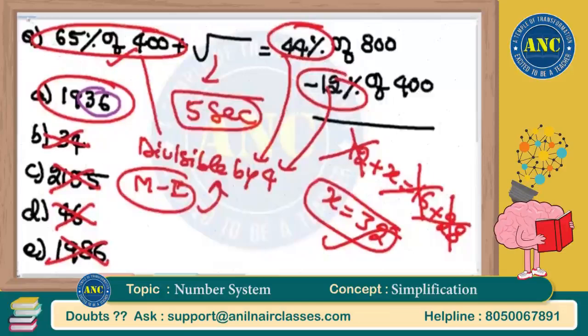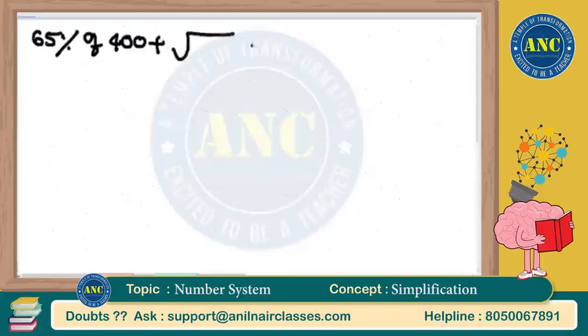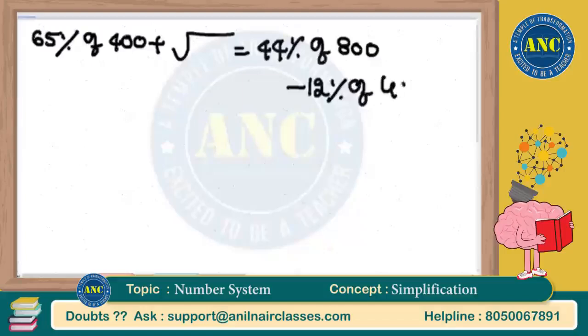Again and again I will tell you, please learn how I solve the problems more than just solving in your own method. Just use my brain for some time. Automatically after some time your brain will work faster. 44 percentage of 800 minus 12 percentage of 400.